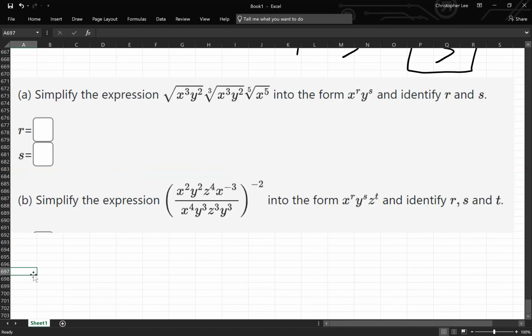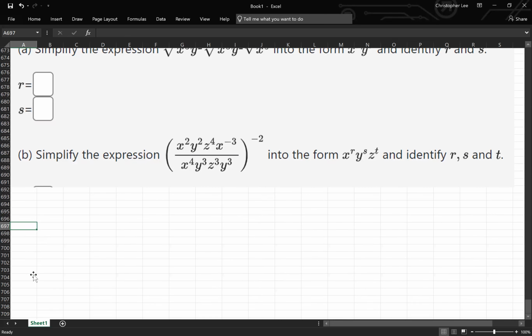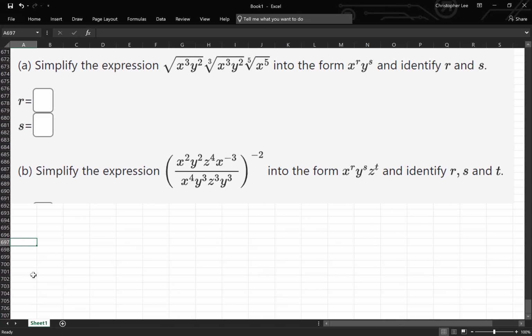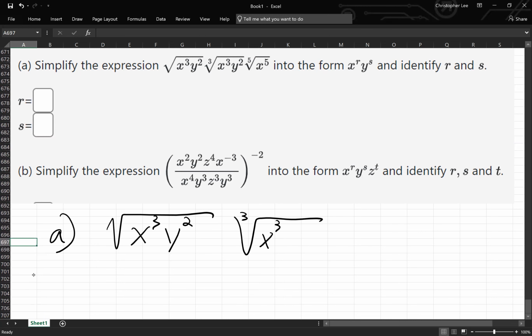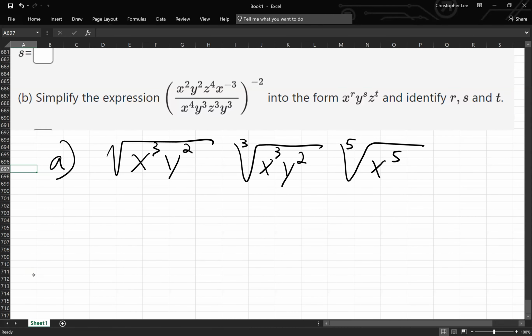All right, so then we got this question here, right? Where it says simplify the expression. And then you just want to simplify it basically, right? So let's look at A. For A, I have the square root of x cubed, y squared, cube root, x cubed, y squared, fifth root, x to the 5th power, right? So this is not so bad, right? Just apply the power to everybody, right?